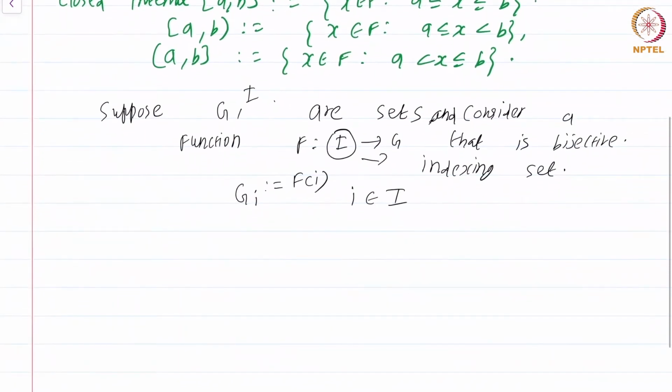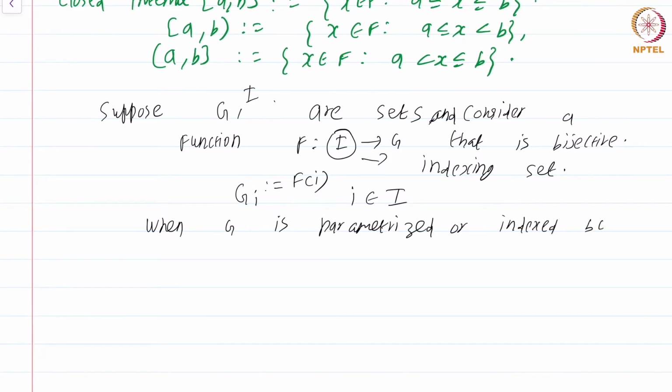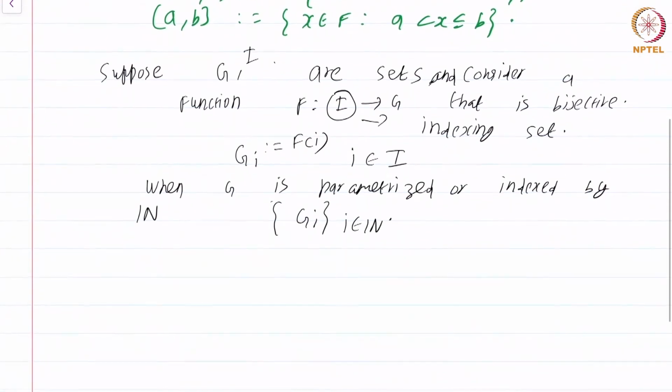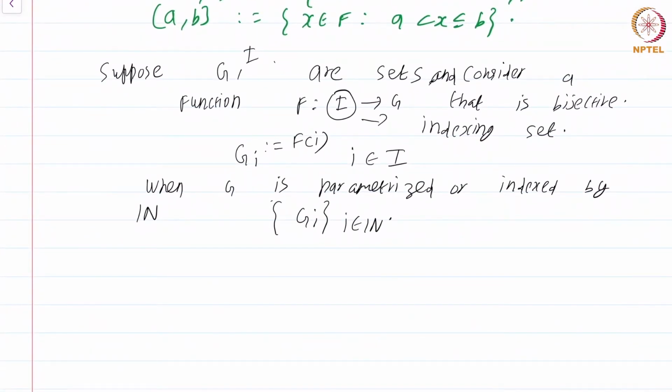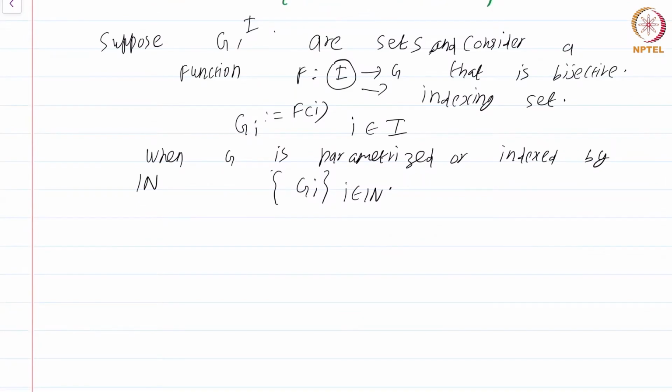So when G is parameterized or indexed by natural numbers, we often write G_i, i coming from N. This is just a shortcut notation for there is a function f from I to capital G that is bijective. I am just representing the collection G in a different manner. Now this is just a notation, don't worry about it too much. Let me now state the nested intervals theorem.